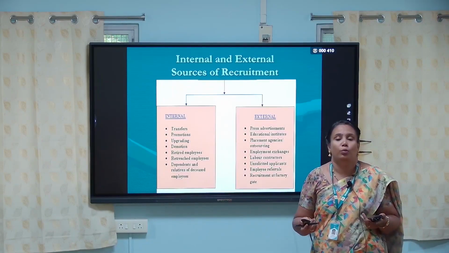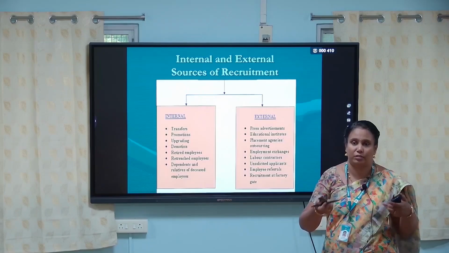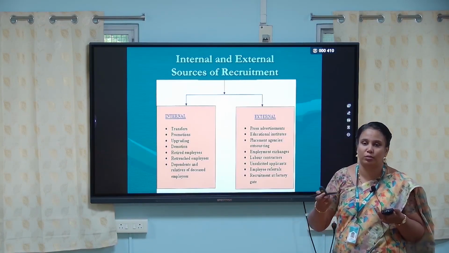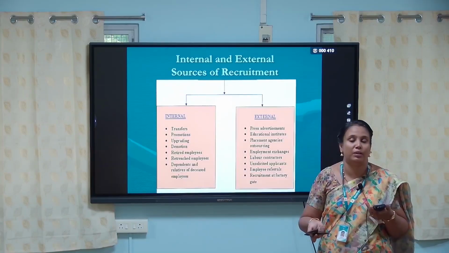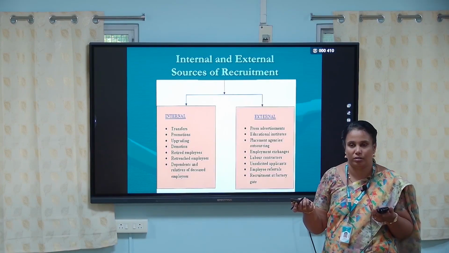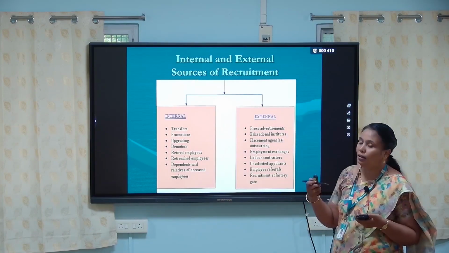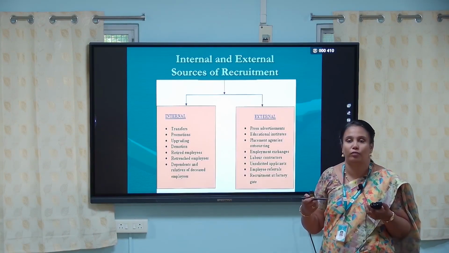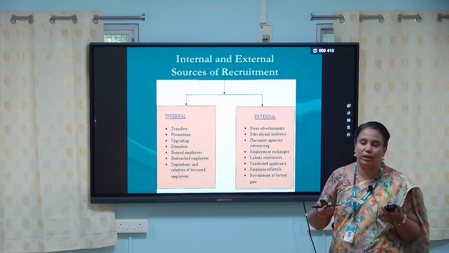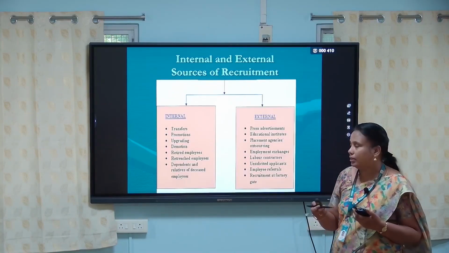As you all know, what is transfer? Transferring an employee from one place to another, from one branch to another branch. Promotion is going to the next level. For example, an assistant manager can be promoted as a manager in the organization, and by that they fill the vacancy. Next is upgrading: learning new things, learning new software, writing an examination and going to the next level is also upgrading. By that upgrading, the employee benefits financially from the organization.